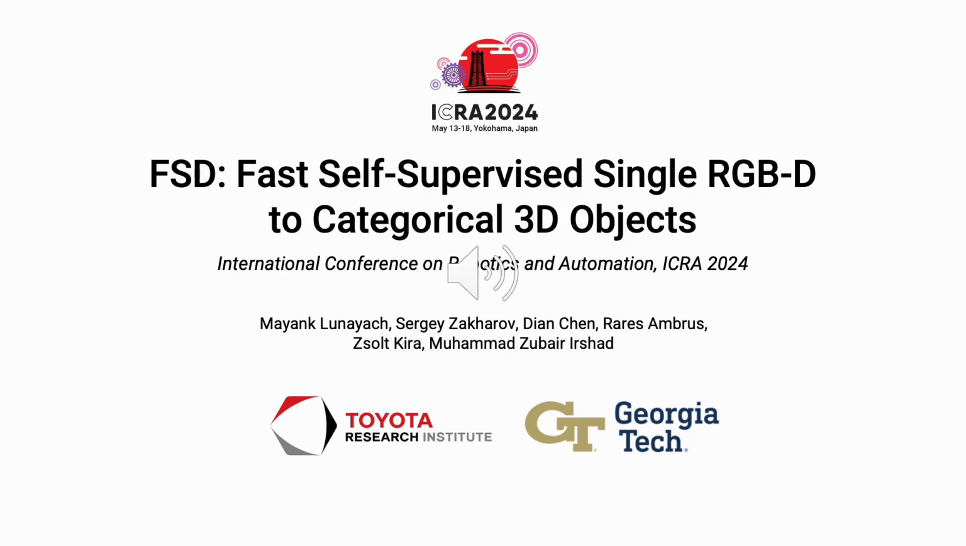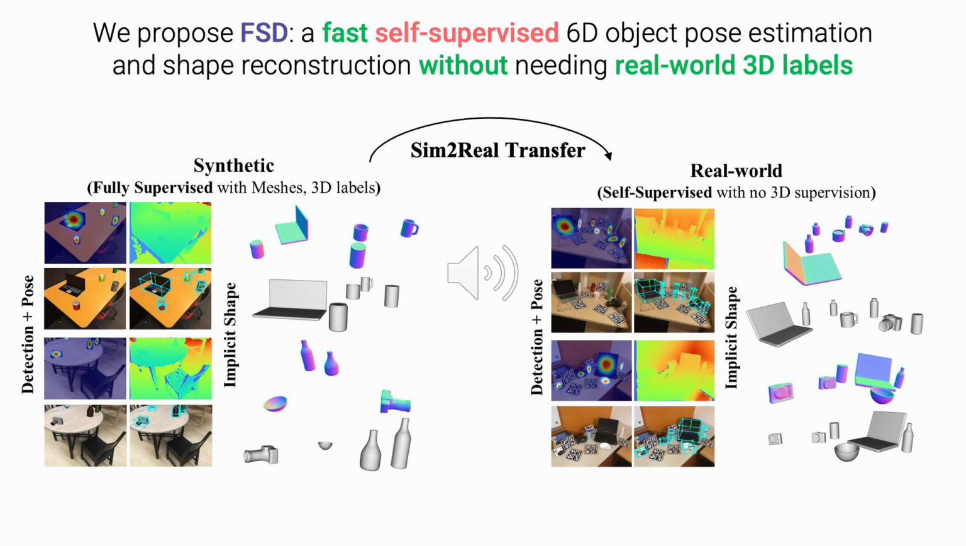Hello, I'm Zubair Rashad, and today I'll be talking about our ICRA work FSD, fast self-supervised single RGB-D to categorical 3D objects. We propose a novel method for estimating 6D object pose and reconstructing shapes in a single stage in an end-to-end fashion without requiring real-world 3D labels.